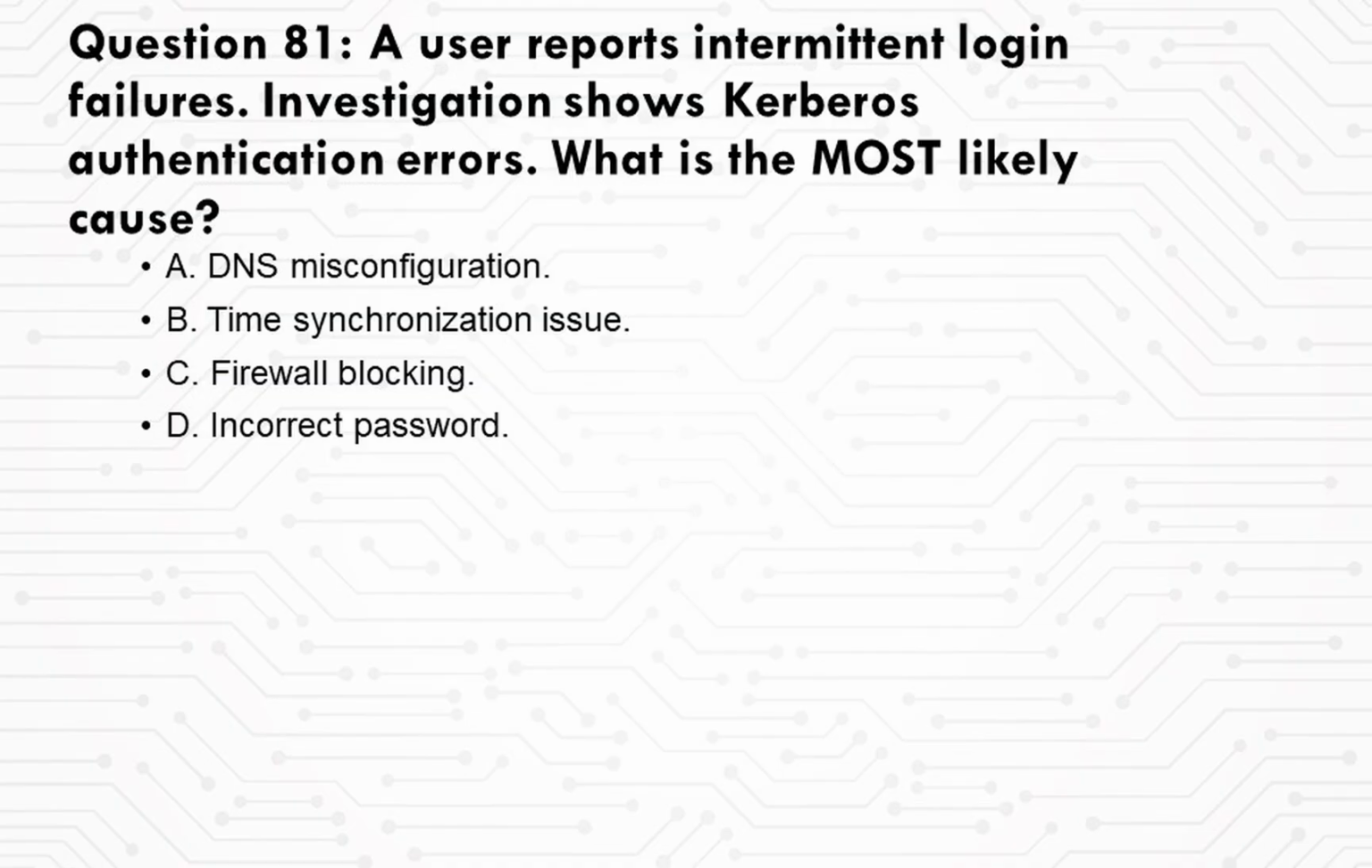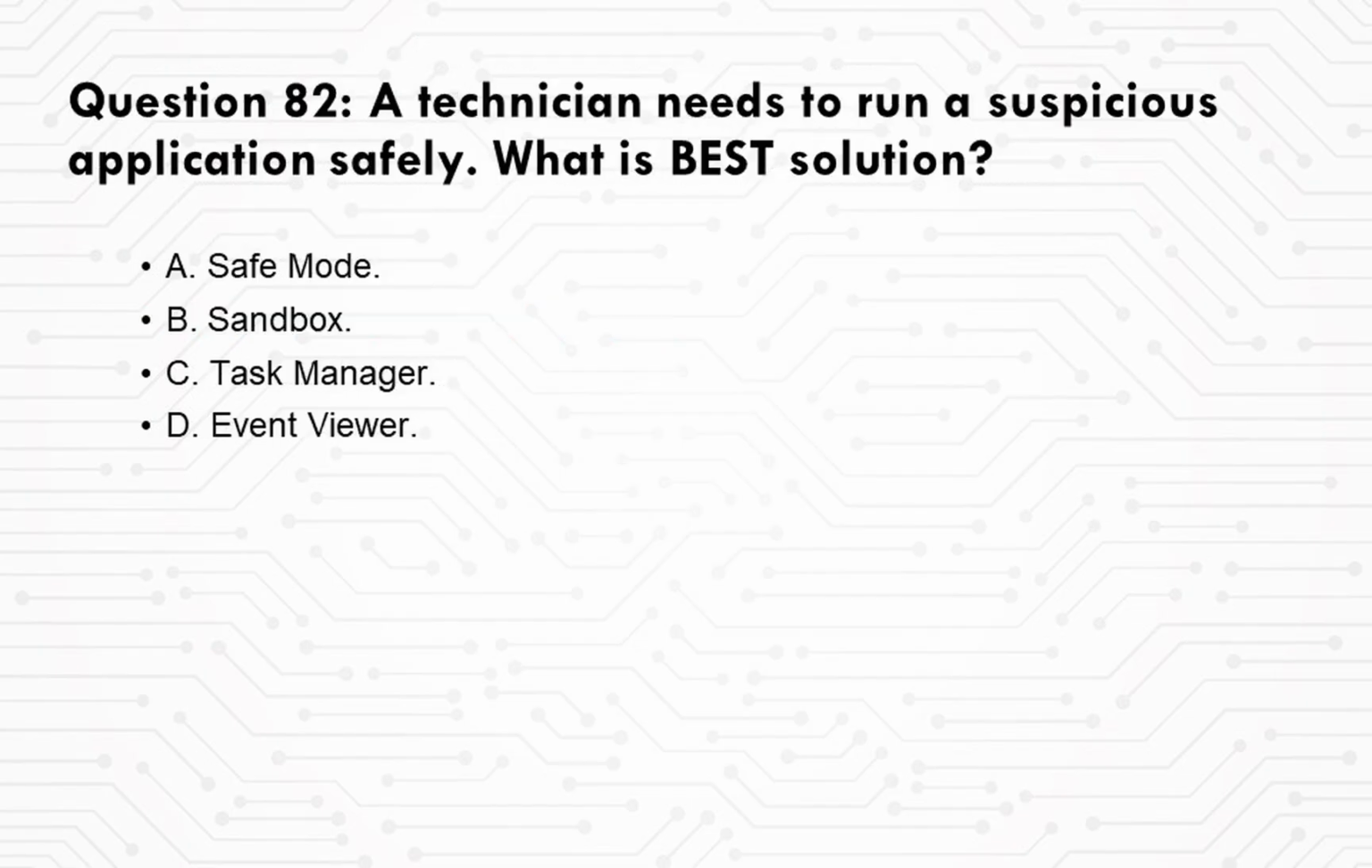Question 81. A user reports intermittent login failures. Investigation shows Kerberos authentication errors. What is the most likely cause? A. DNS misconfiguration. B. Time synchronization issue. C. Firewall blocking. D. Incorrect password. Answer: B. Kerberos requires synchronized time. Mismatches cause failures.